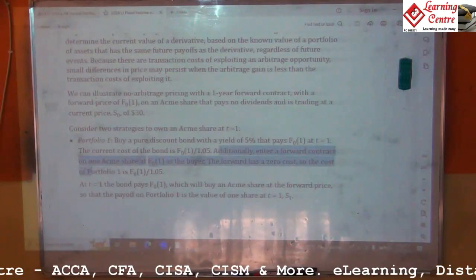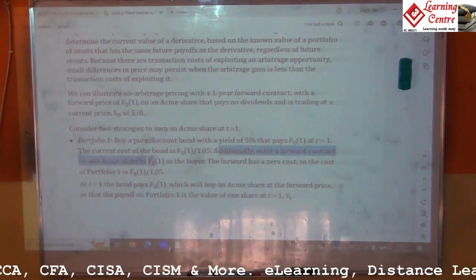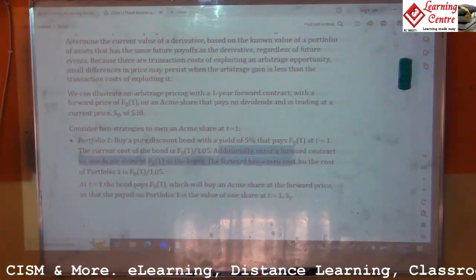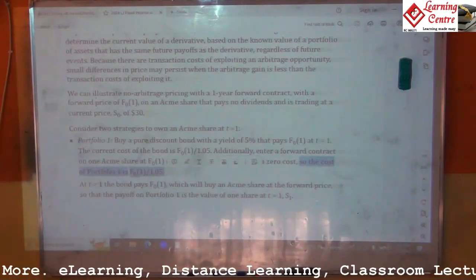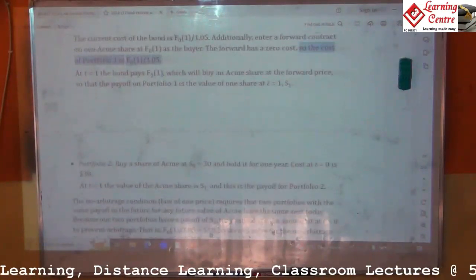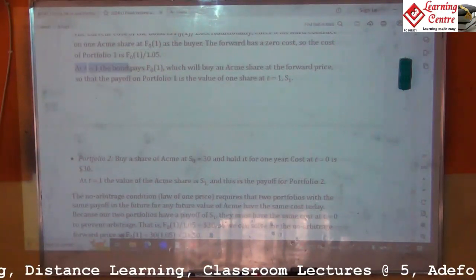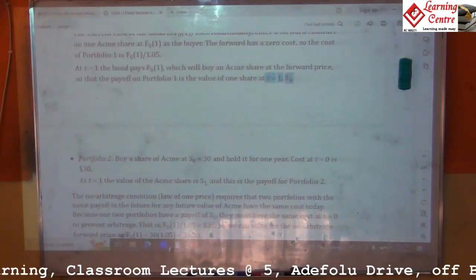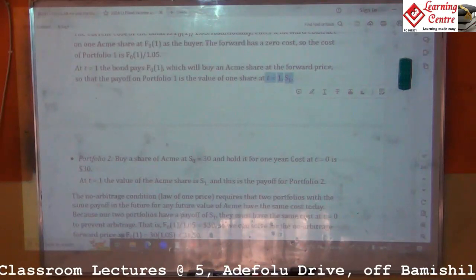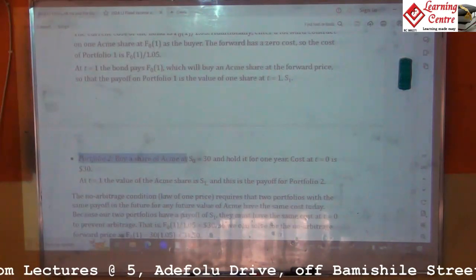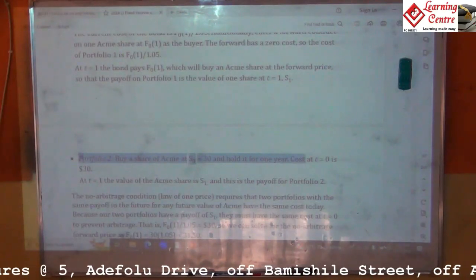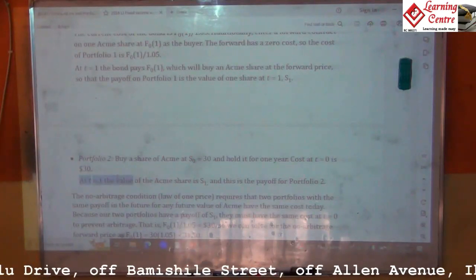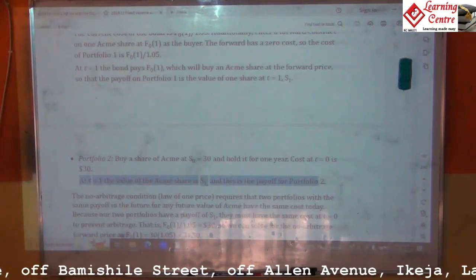Additionally, you enter a forward contract on 1 share as the buyer. The forward contract has 0 cost. Remember we said it at the beginning, you are not paying anything for your forward contract. So the cost of the portfolio is this. Don't stress yourself about the formulas, we'll get to the figures. So at T1, the bond pays this, which will buy the share. So the payoff is S1. Portfolio 2: buy a share at $30 and hold it for 1 year. The cost is $30. At T1, that's 1 year after, the value of the share is S1, and this is the payoff of portfolio 2.